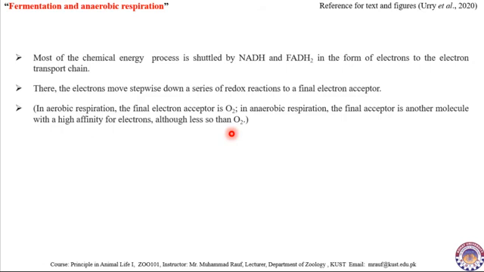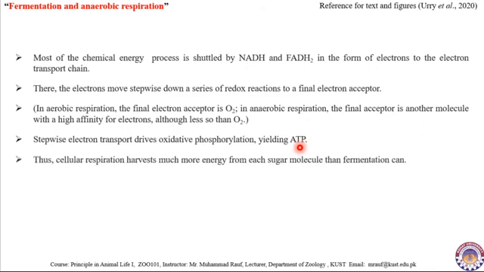So what will be the consequences? The amount of ATPs derived from the electron transport chain will be much less. So stepwise electron transport drives oxidative phosphorylation, yielding ATP. Cellular respiration harvests much more energy from each sugar molecule than fermentation can.